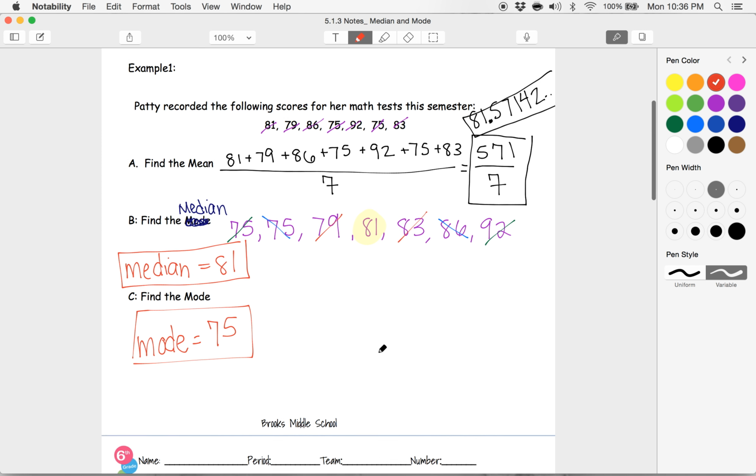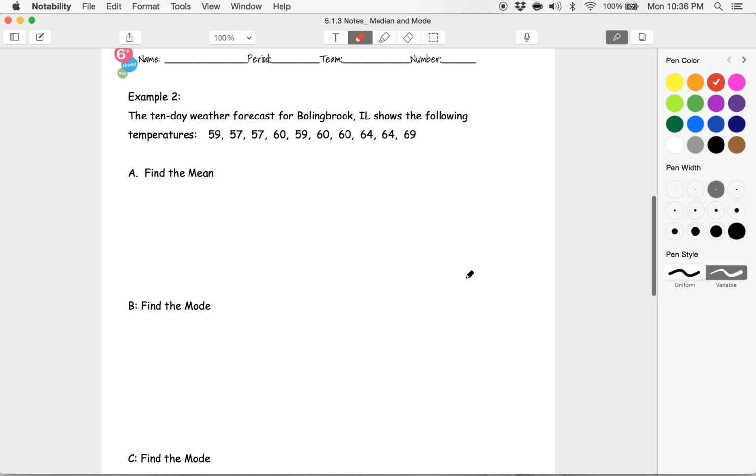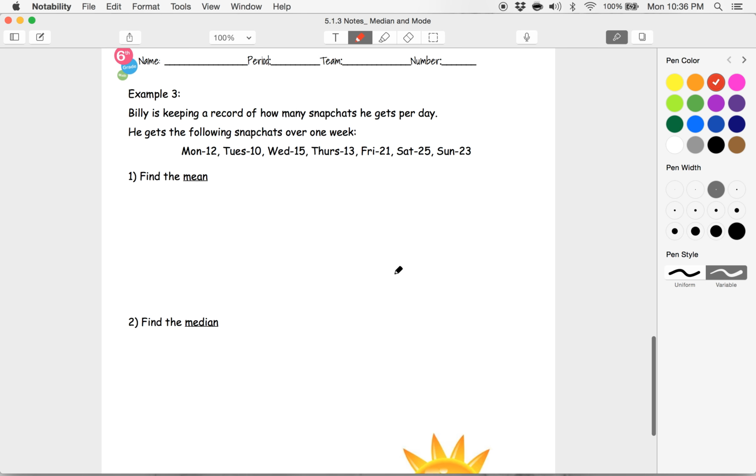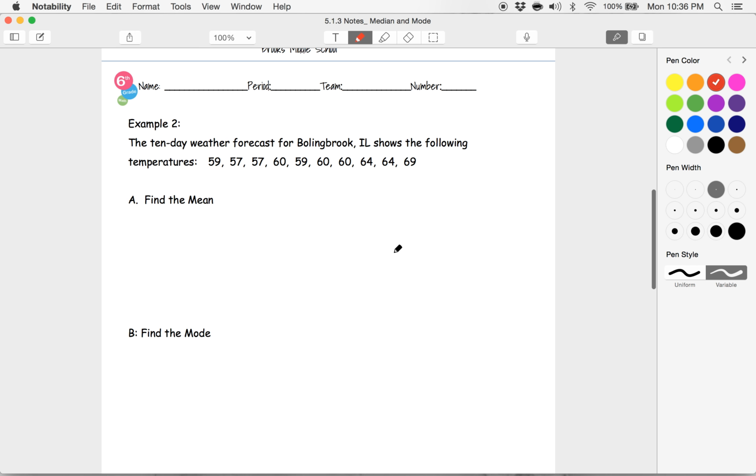All right, guys, let's take a look at our next example. We're going to do the same thing. So it looks like we have 2 more examples. Not too bad. Okay, here we go. The 10-day weather forecast for Bolingbrook, Illinois shows the following temperatures: 59, 57, 57, 60, 59, 60, 60, 64, 64, and 69. So they're going to ask me to find the mean.